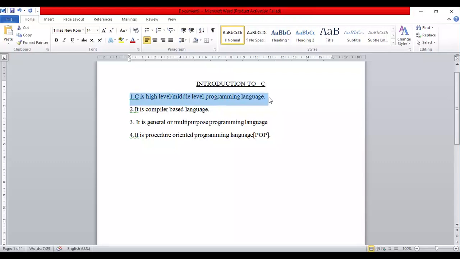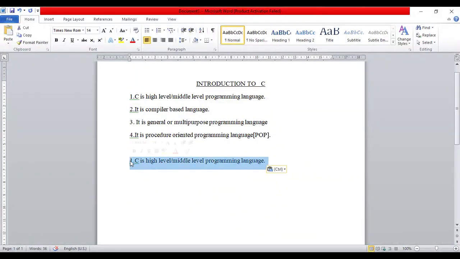Sir, why is C called high level or middle level programming language? Observe here. To answer this question, let me discuss a few things. Sir, what is a language? If I ask this question to any student or any person, what answer will we get?